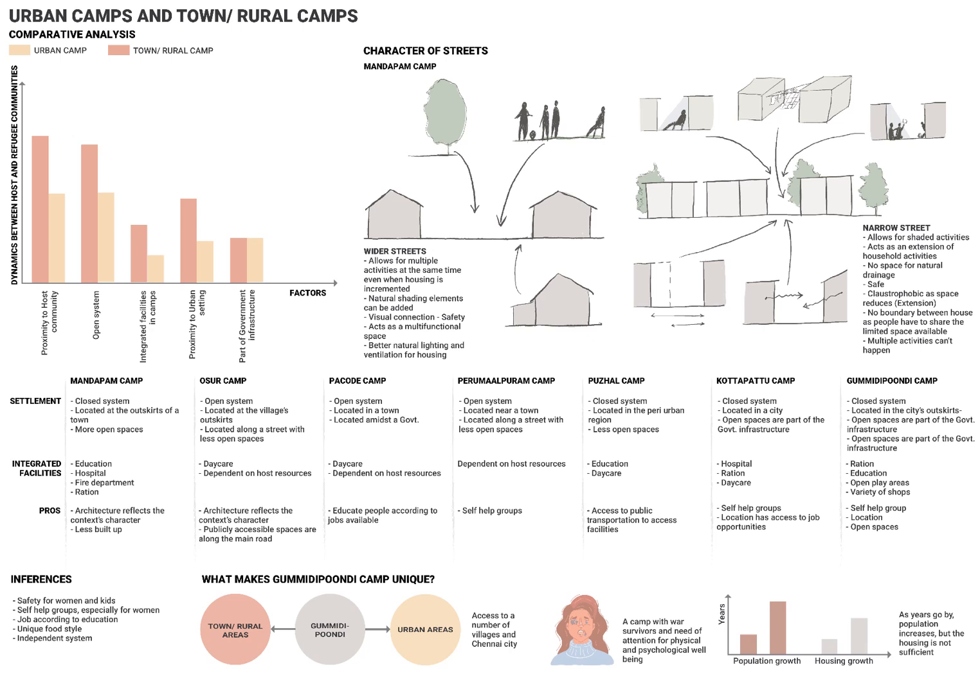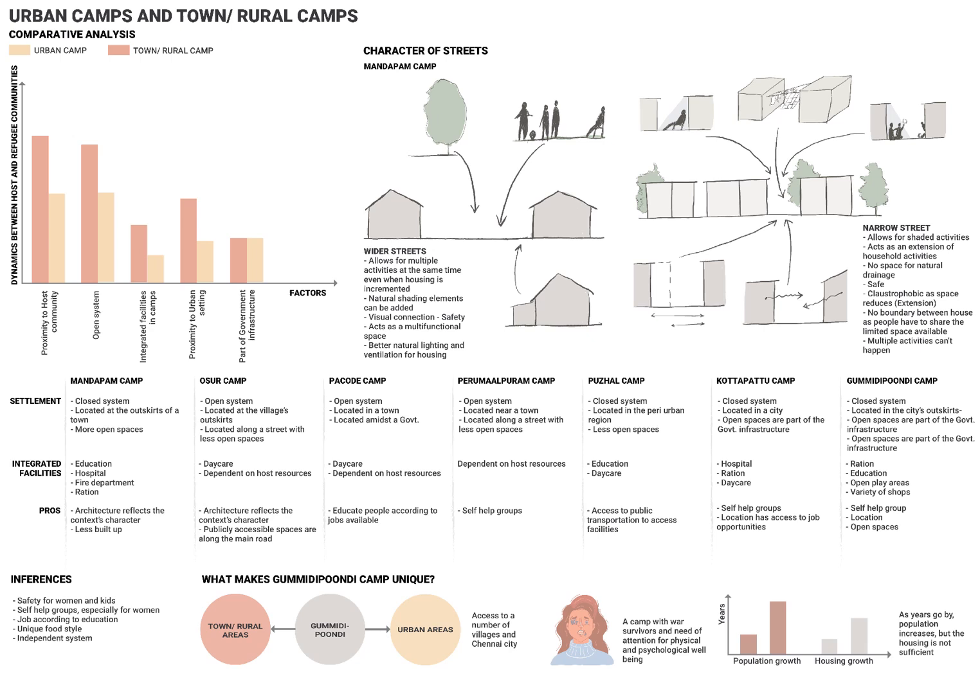Does their architecture reflect their hometown's architecture? Do they have access to all the facilities like the people from the host communities? And then derive a comparative analysis to understand the dynamics between the host and refugee camps. There are also different types of camps available in the Indian context, such as the urban refugee camps and the town or rural camps. Both the characters are very different as they have different accesses to infrastructure.